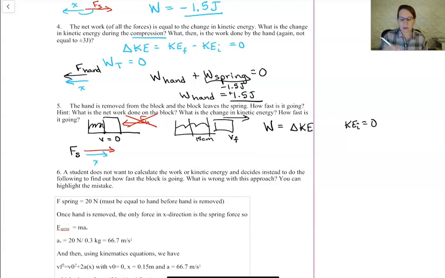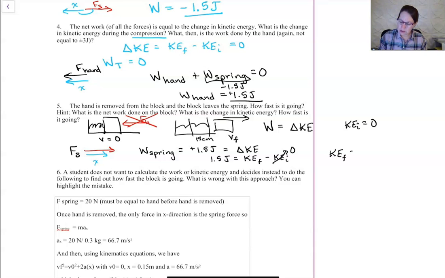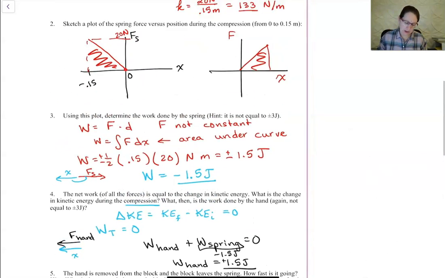So this time the work is going to be the same. It's just going to be positive. So the work done by the spring this time is going to be positive 1.5 joules because now we're going in the same direction. And that's going to equal our change in kinetic energy. So we have 1.5 joules is equal to kinetic energy final minus kinetic energy initial. That's 0. Kinetic energy final is then going to be 1/2 mv final squared, which is equal to 1.5 joules.